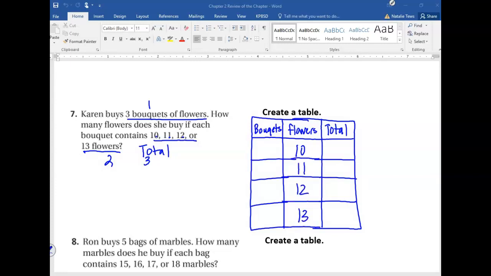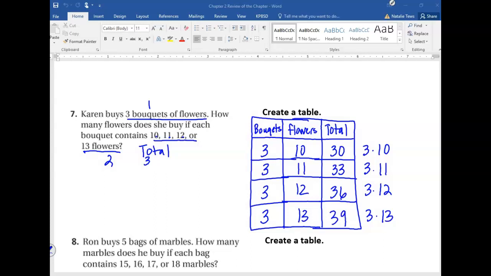Okay, so we're going to put our bouquets, that will stay the same. So all of these are going to be 3, right? Okay. So how am I going to get my total? What expression am I going to write? 3 times 10. So 3 times 10 is 30. 3 times 11 is 33. 3 times 12 is 36. 3 times 13 is? 39.